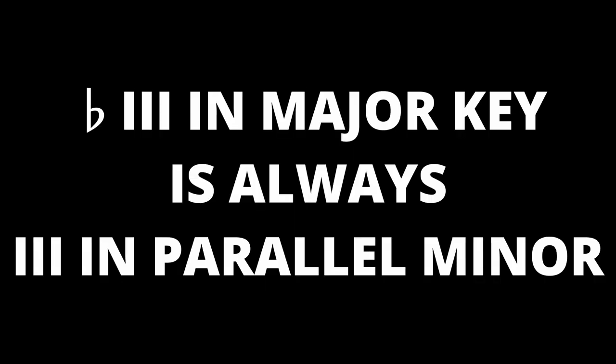Two other commonly used flattened degree chords in a major key are flat 3 and flat 7. Their construction works in the same way as we described with the flat 6 chord. The videos in the description will give you the full lowdown on these, but for now just know that the flat 3 chord in a major key is the same as the 3 chord in the parallel minor key, and the flat 7 chord is the same as the 7 chord. As before, you can also think of these as borrowed chords from the parallel minor key.